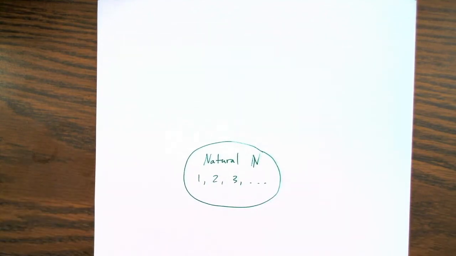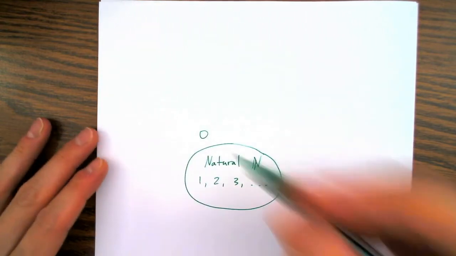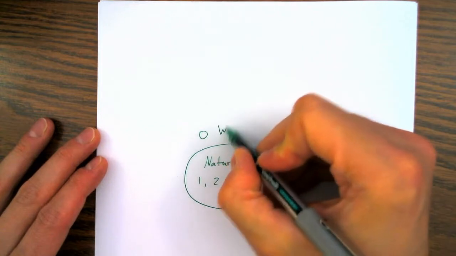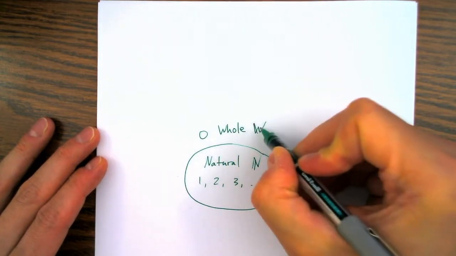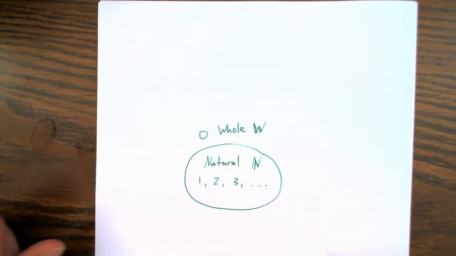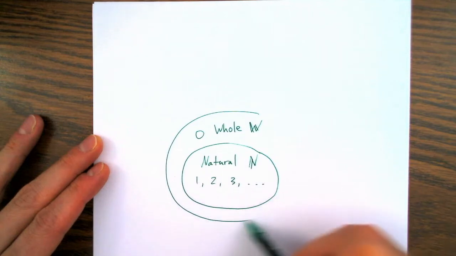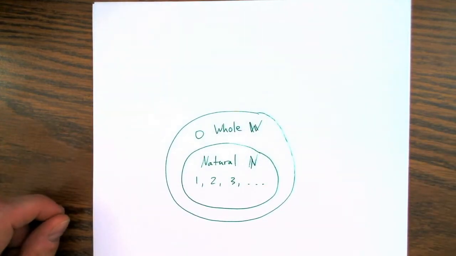Later, we added the number 0. We usually don't count with the number 0. And if you include the number 0 in this set of numbers, you have the whole numbers, and we use a W to describe that. So whole numbers are 0, 1, 2, 3, 4, 5, 6, 7, up to infinity.